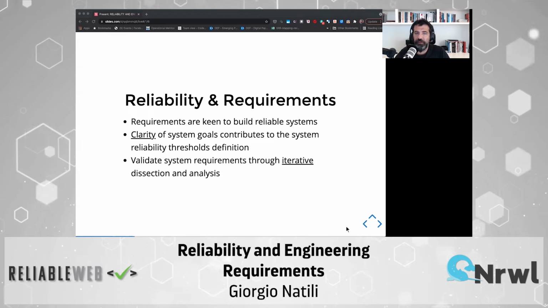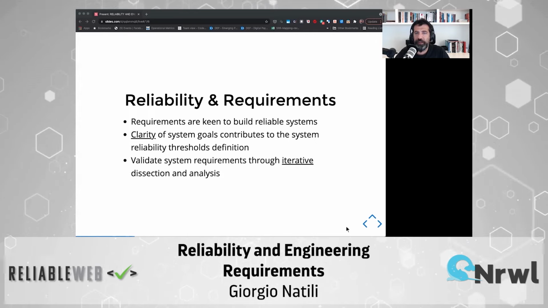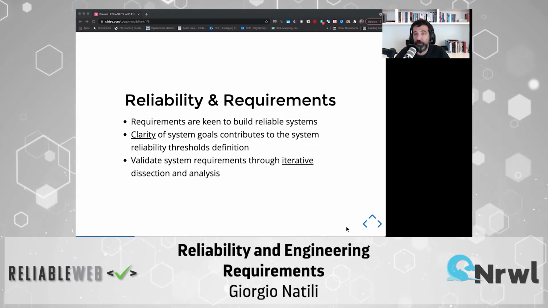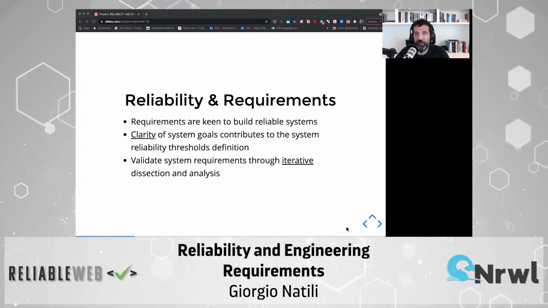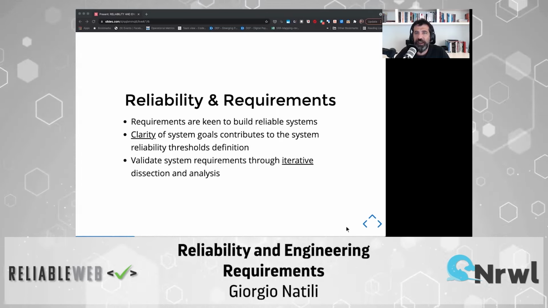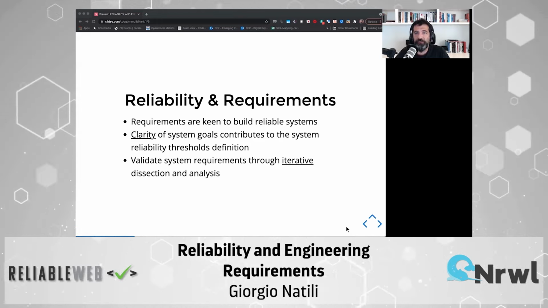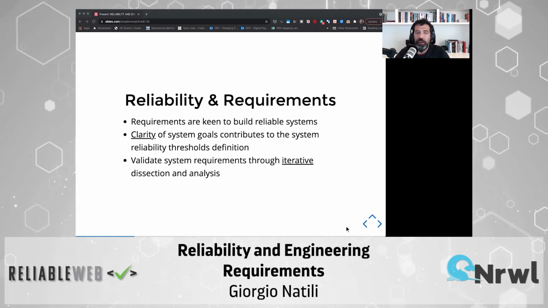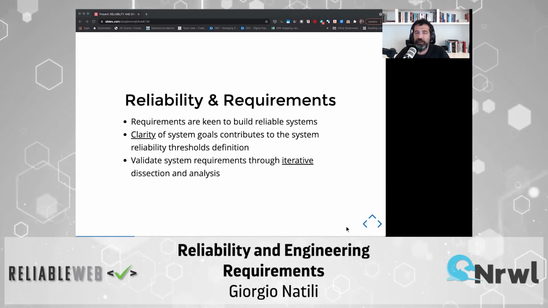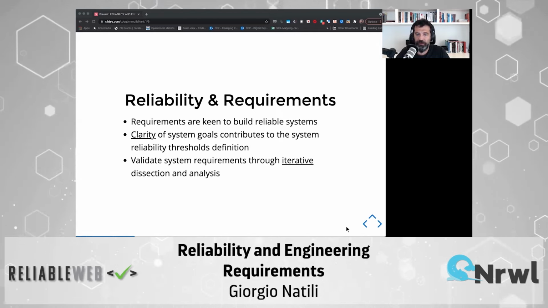The clarity of system goals is another key component and contributes to system reliability, because it's through the goals that you can define thresholds that, when applied, will make the difference between a reliable and an unreliable system. Stress testing, chaos testing, chaos engineering, all of this can be better tailored if you have very clear goals. You build reliability into your systems through requirements that can be validated iteratively through a dissection and analysis that is continuous.